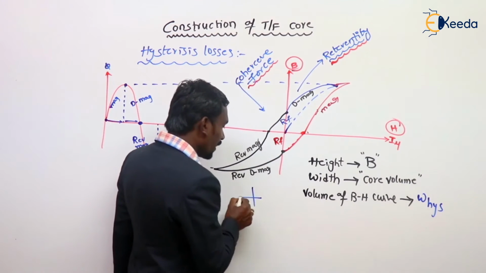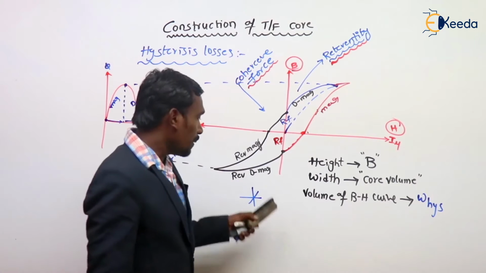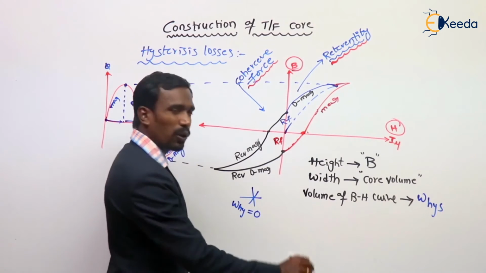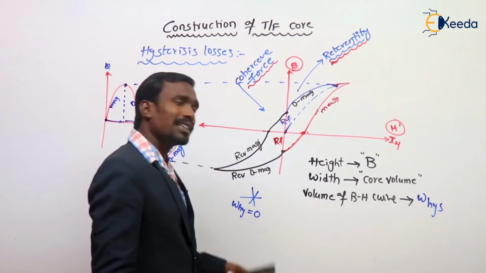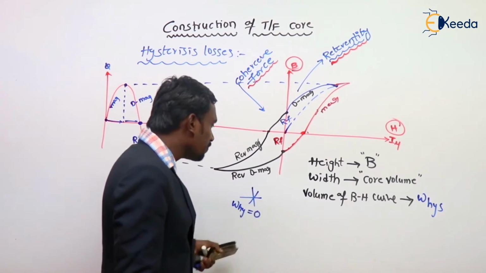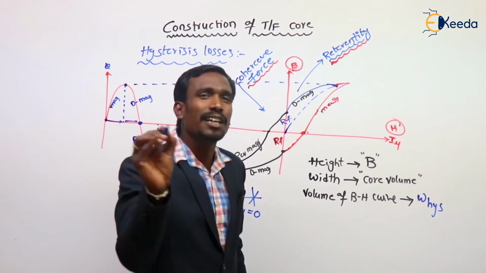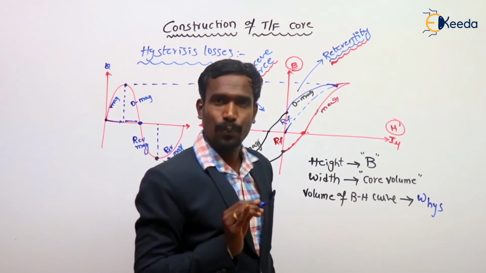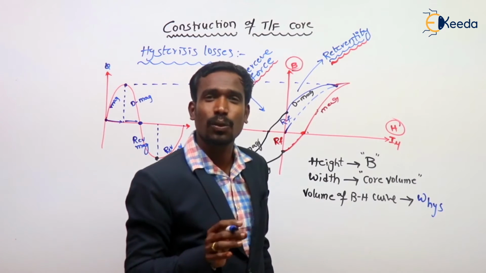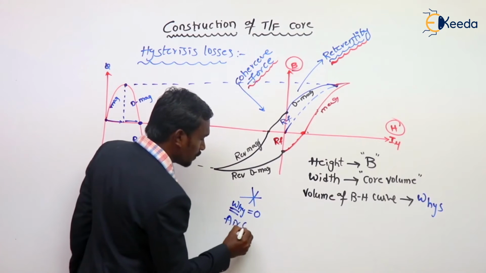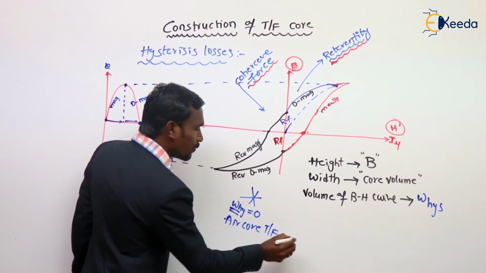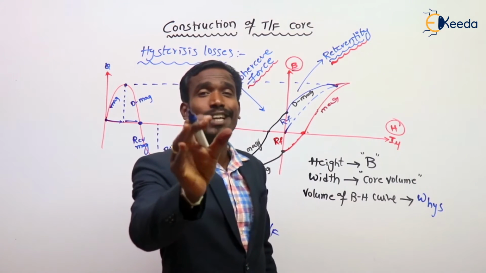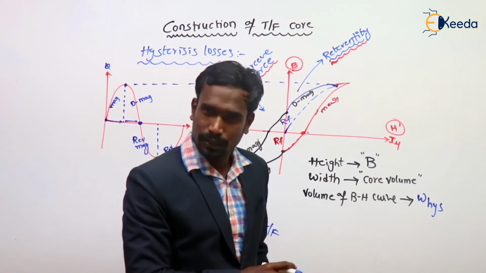If the BH curve is linear, then hysteresis losses are zero. Because it is nothing but a single line, its volume is zero. If the volume is zero, hysteresis losses are also zero. This is possible in an air core transformer. In an air core transformer, the BH curve is linear and hysteresis losses are zero. It is called an ideal transformer.